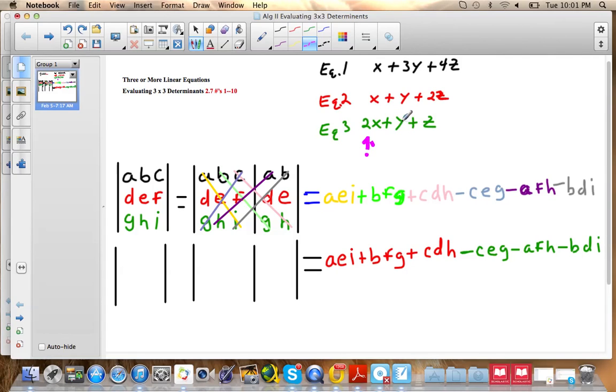Now y over here has no number, but we know anytime there's no number, there's actually a 1. Same with z. There's nothing here for z, so it would be a 1. So my coefficients would be 2 on the x, 1 on the y, and 1 on the z. So let me erase this real quick. I just wanted you to see where I was pointing. So that would be our coefficients.